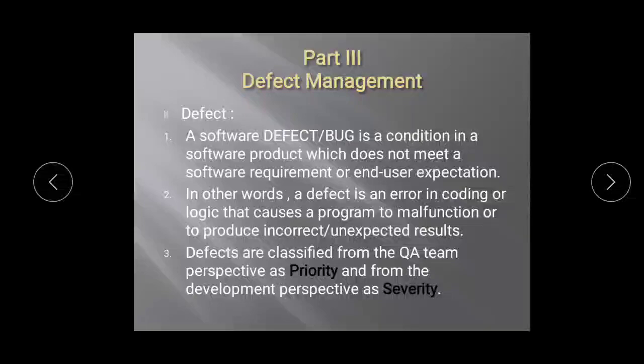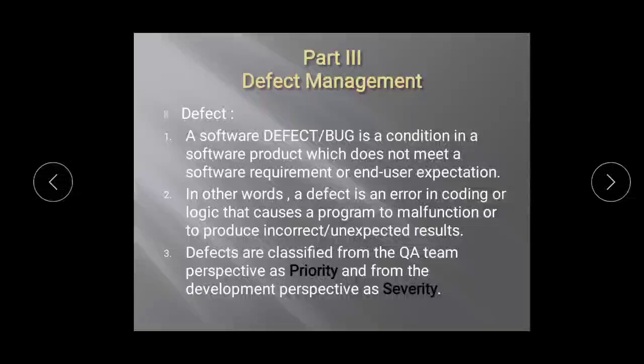A software defect or bug is a condition in a software product which does not meet a software requirement or end user expectation. If the software is not working properly as per the functions provided, that can be termed as a defect or a bug. In other words, a defect is an error, a problem in coding or logic that causes a program to malfunction or to produce incorrect or unexpected results.